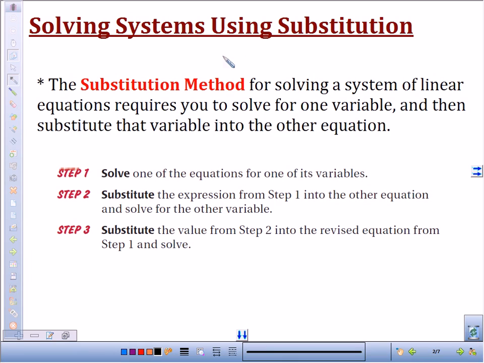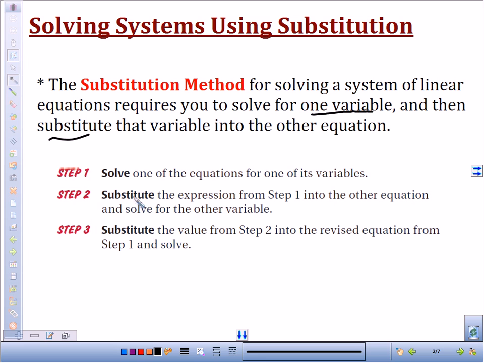The substitution method for solving a system of equations requires you to solve for one variable and then substitute that variable into the other equation. So we have 3 steps to work with when we're doing the substitution method. Step 1 is to solve one of the equations for one of its variables. It doesn't matter which equation you solve for which variable. That's up to you.